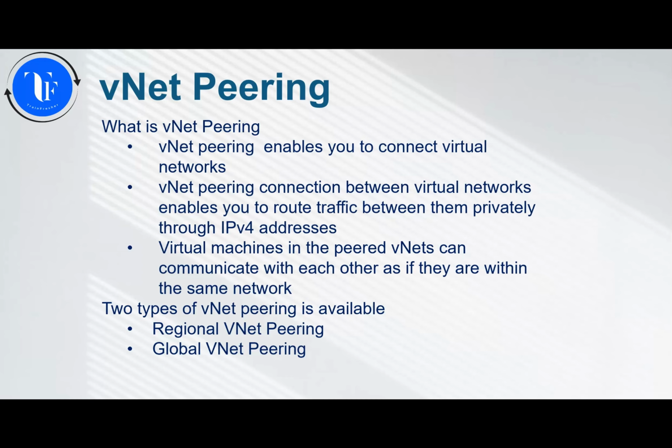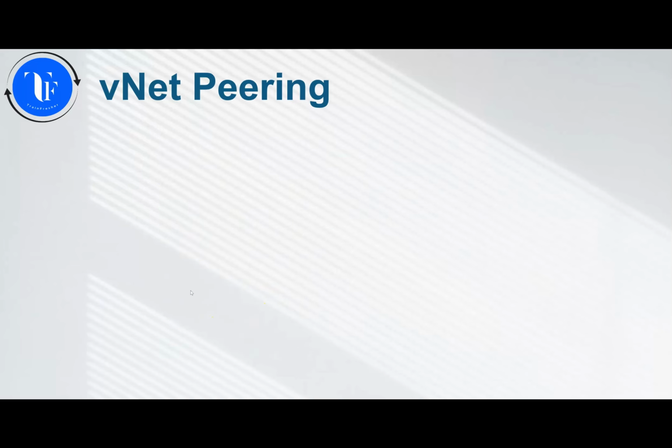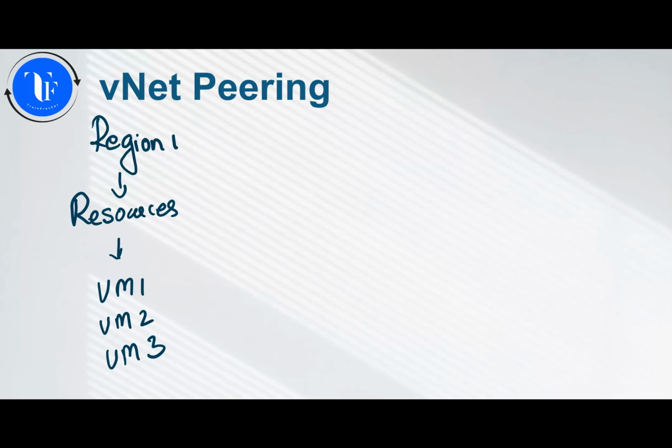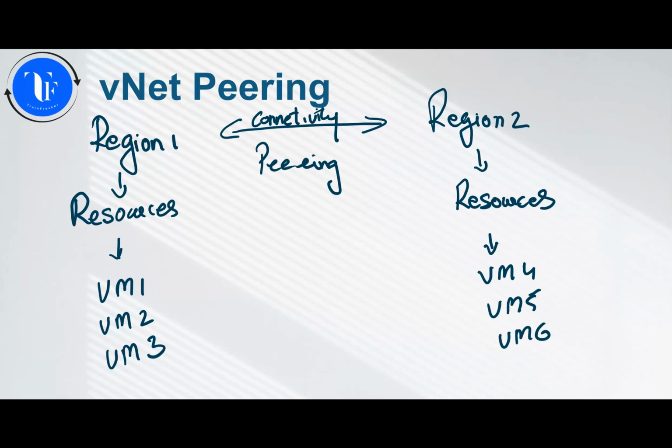Now, if you see this next slide, let's say you have region 1 with resources like VM1 and other VMs, and you have region 2 with resources like VMs. The connectivity between region 1 and 2 is known as peering. Your resources will be able to connect on the Microsoft backbone rather than the open internet.